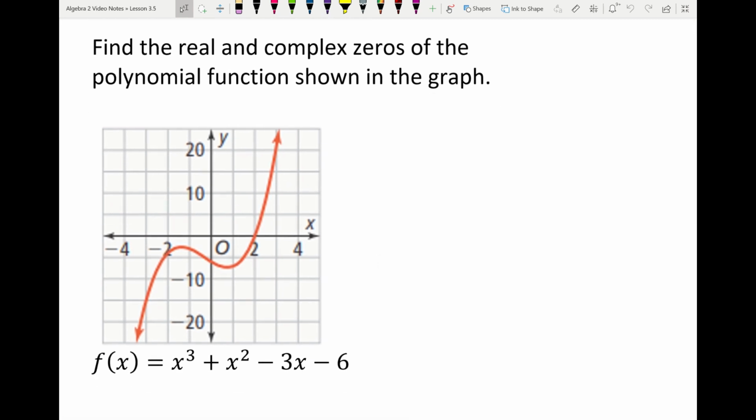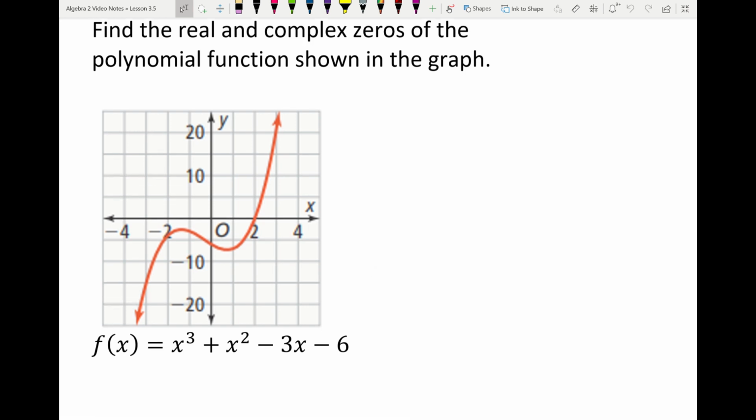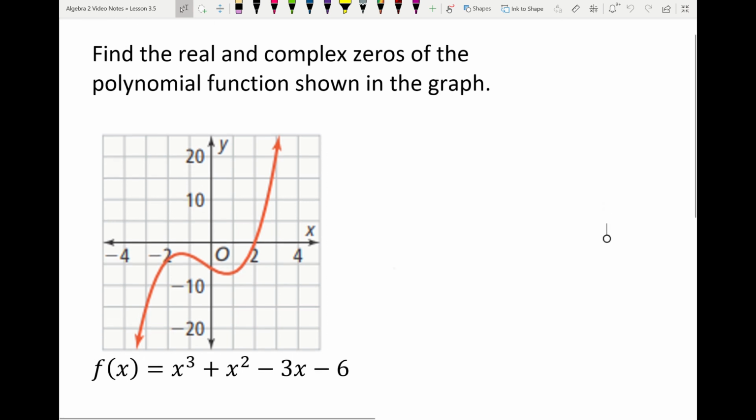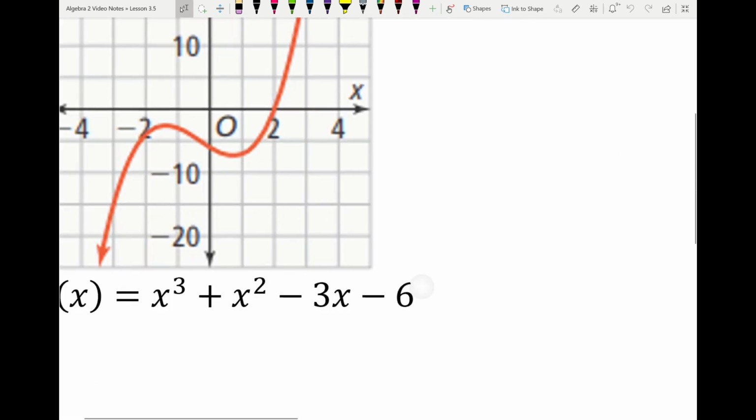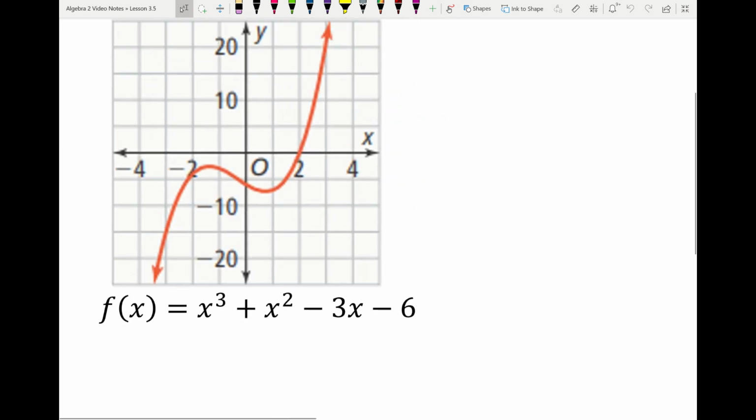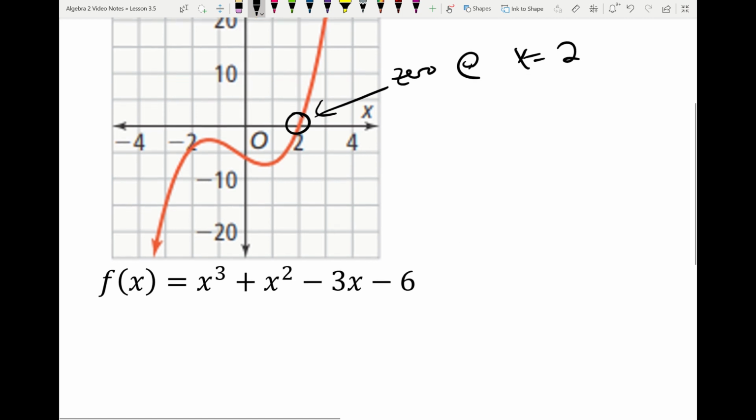All right, so now we need to find the real and complex zeros for the polynomial function shown in the graph. So how do we go about finding the real and complex zeros? If we look at the graph, we know it crosses at 2. So we have a 0 at x equals 2. Because we have a 0 at x equals 2, we know that x minus 2 is a factor.